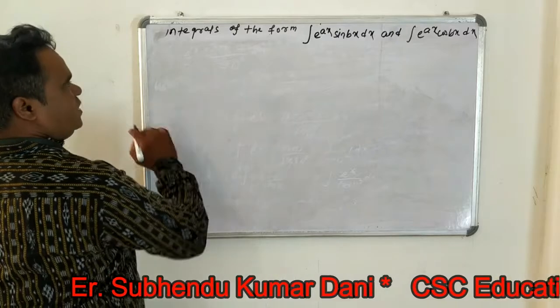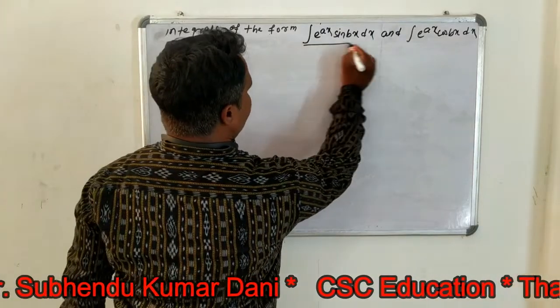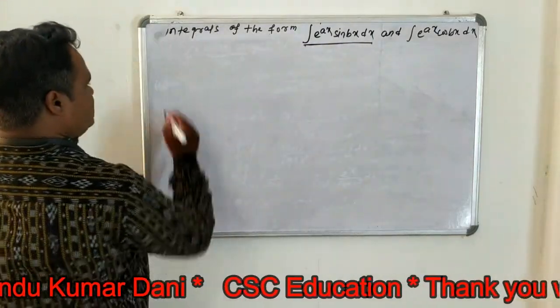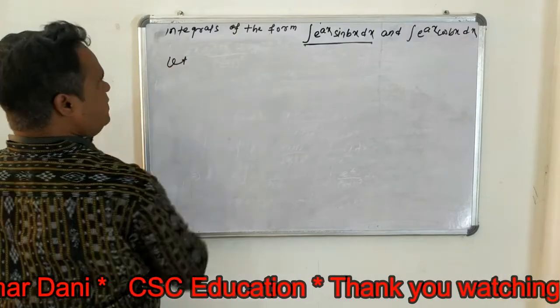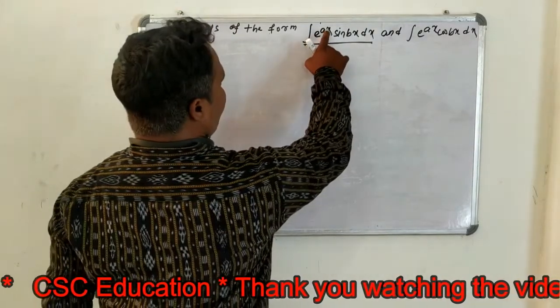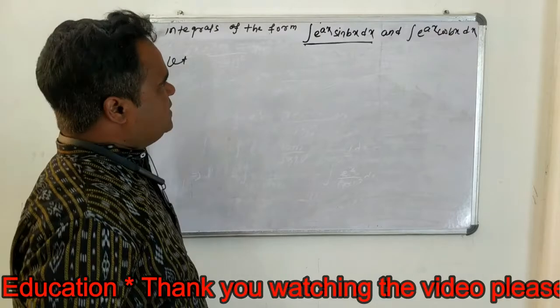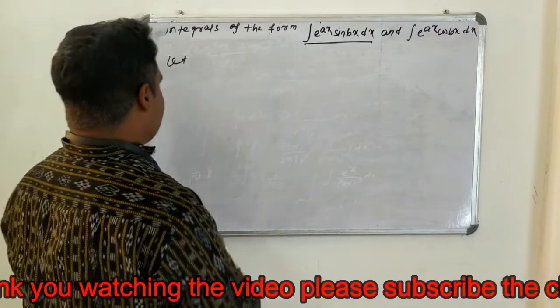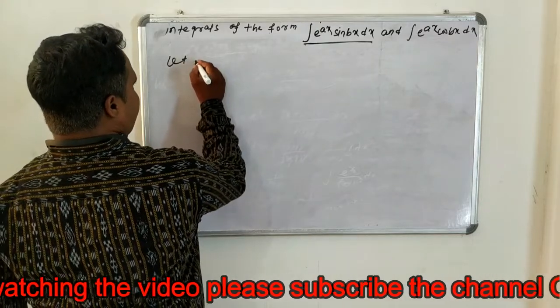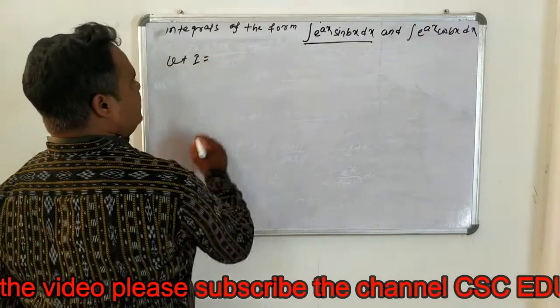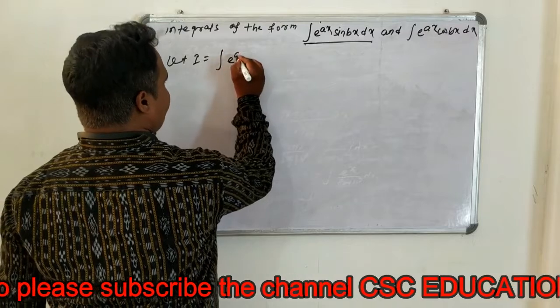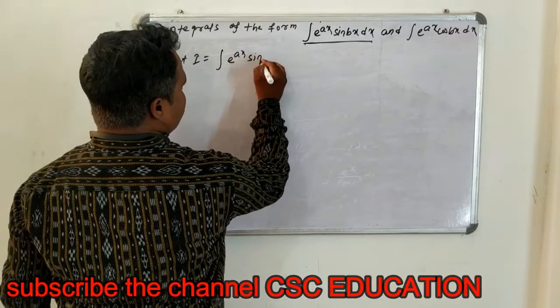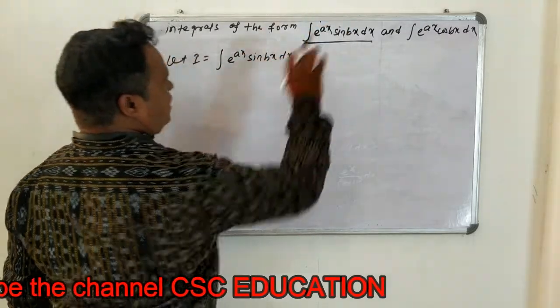Firstly, I will discuss the first type, that is, the product of two parts, e to power ax sin px dx. Obviously it is an integration by parts form. So first of all, let I equal to the integral of e to power ax sin px dx in the given problem.